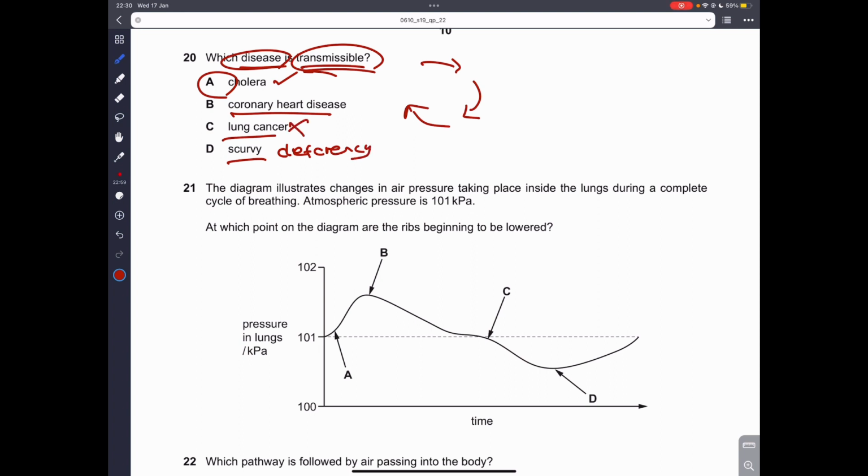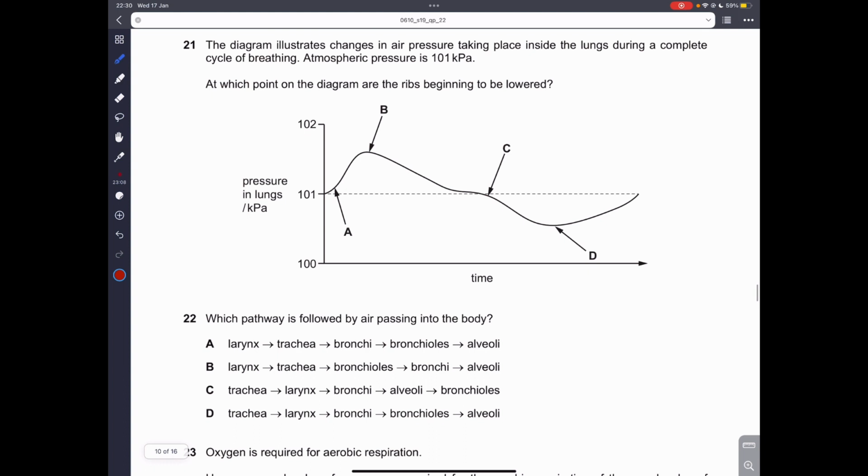And cancer, obviously, you cannot pass them on. And coronary heart disease is also genetics as well, and sometimes based on the diet that you eat.